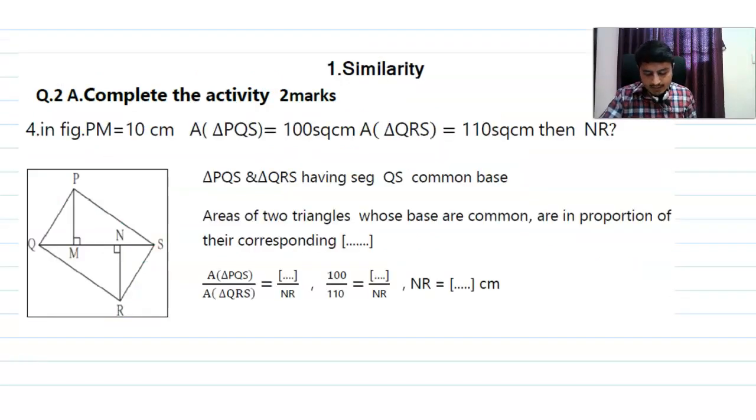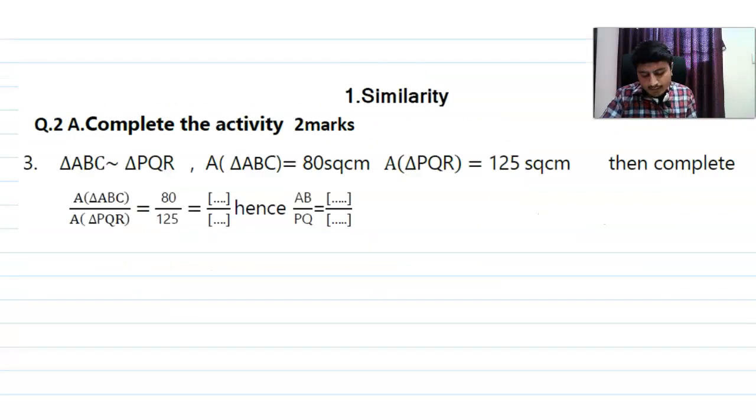Hence here we have the second activity. Now look at the next activity, activity number 3. Triangle ABC is similar to triangle PQR. Area of triangle ABC is 80 square centimeters. Area of triangle PQR is 125 square centimeters. Then complete. We have given the ratio of areas of two similar triangles. Area of triangle ABC divided by area of triangle PQR equals 80 divided by 125.